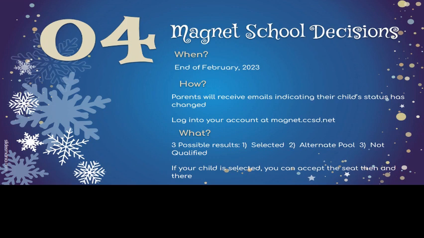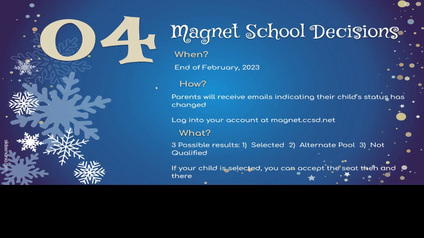you are the one that registered your kiddos for the magnet school. So you will be the one that's contacted. You'll get an email from the magnet schools department saying that your child's status has changed. It's not going to tell you what the decision was. It's just going to say that the status has changed. Okay. When you get that email, you log into your account at the Magnet School website. Let me show you what that looks like.